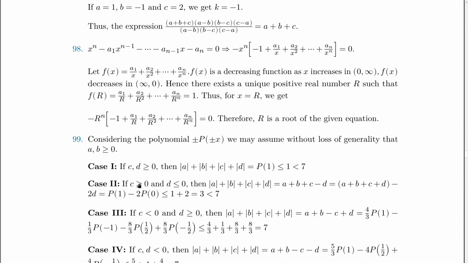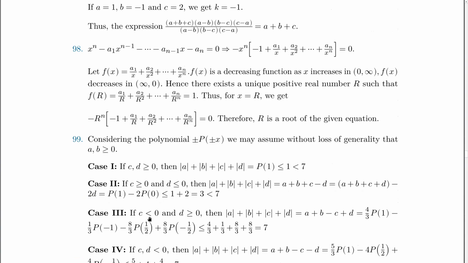Now, if c is greater than or equal to 0 and d is less than or equal to 0, then the sum of moduli will be a plus b plus c minus d, which is equal to a plus b plus c plus d minus 2d. Now 2d is nothing but 2 p of 0, and the rest is p of 1. So we have 1 plus 2, because d is less than 0, so the modulus will be 2. So 3 is less than 7.